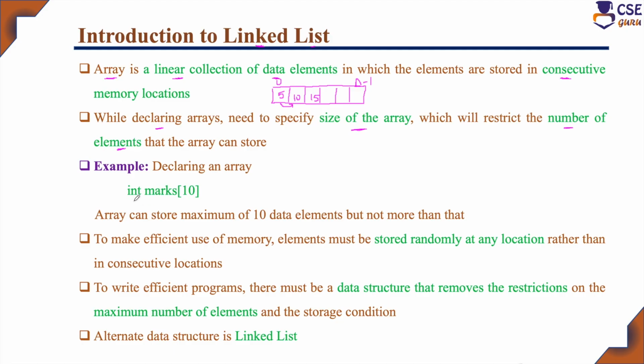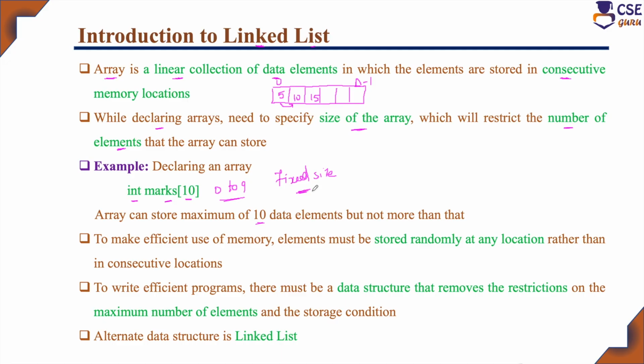For example, if you declare the array as int marks of 10, totally 10 memory locations will be allocated, from 0 to 9. Only 10 elements you can store, not more than that. So this is the main drawback of an array: the fixed size. Whatever size you specified during declaration is fixed. You cannot resize it during execution, and you cannot store even a single more element.